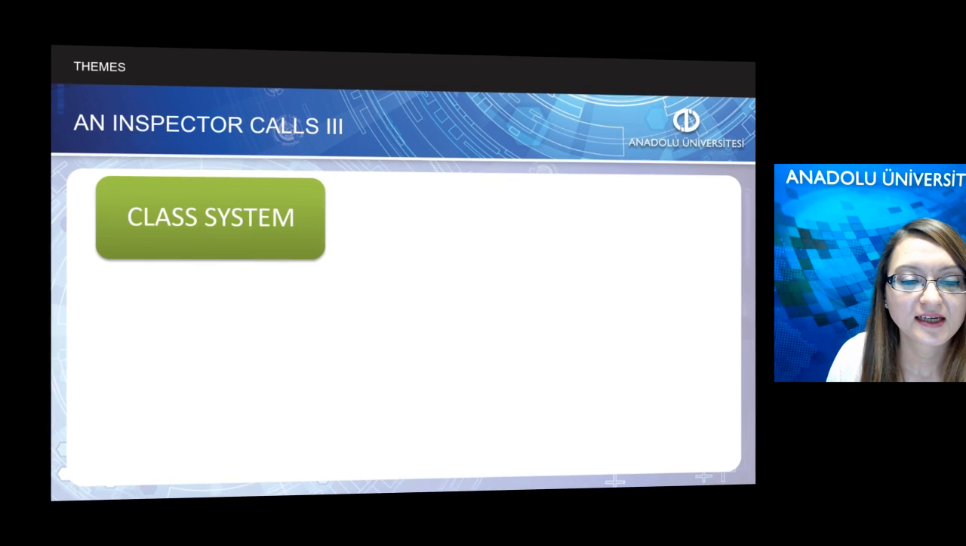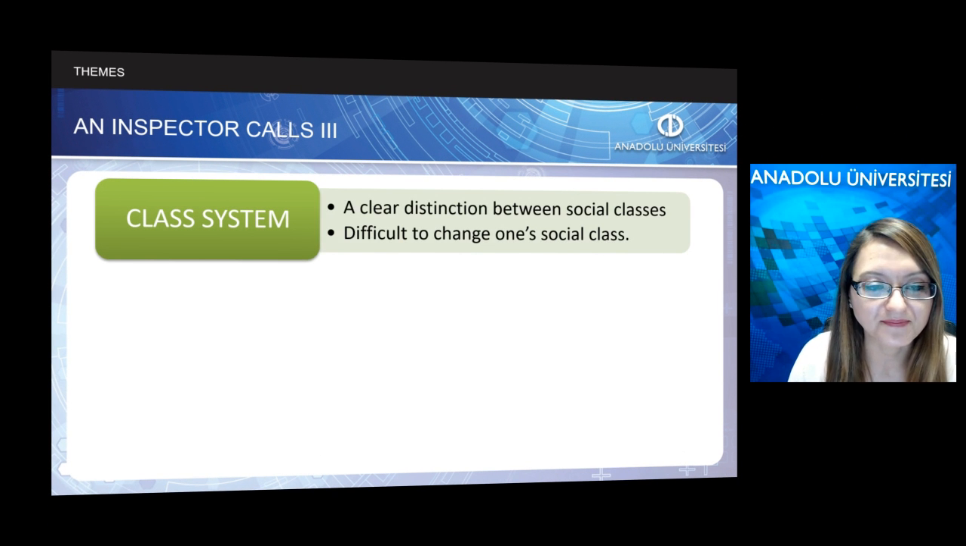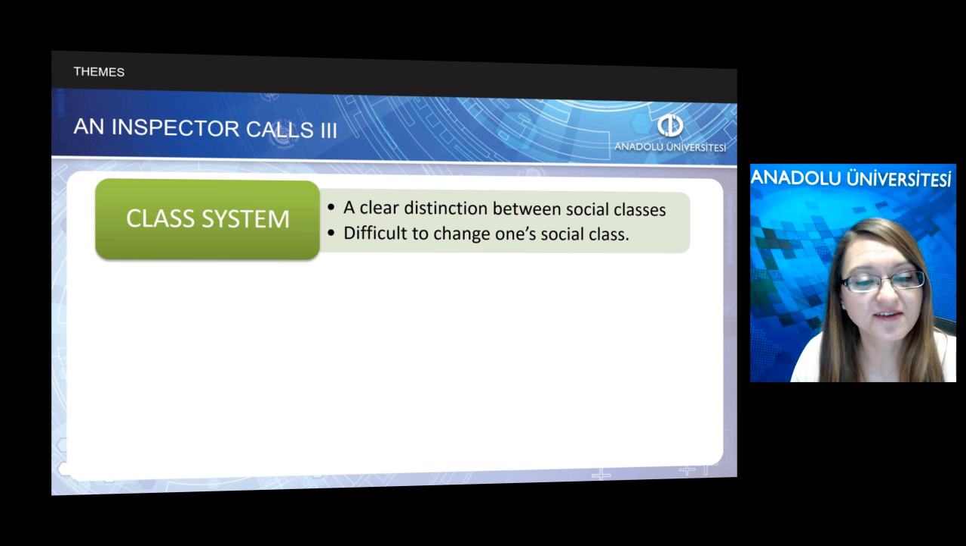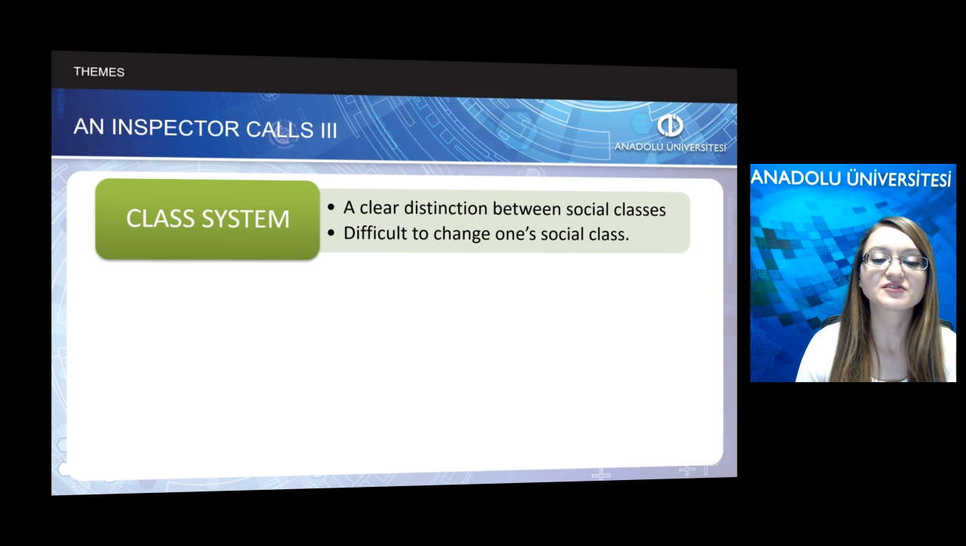Now let's have a look at the themes of the play. The first significant theme that develops in the play is the class system. The play actually centers around class distinctions. There is a hierarchy in society. The middle class, which is mainly represented by the factory owners and the businessmen in the play, seems to dominate over the working class members.